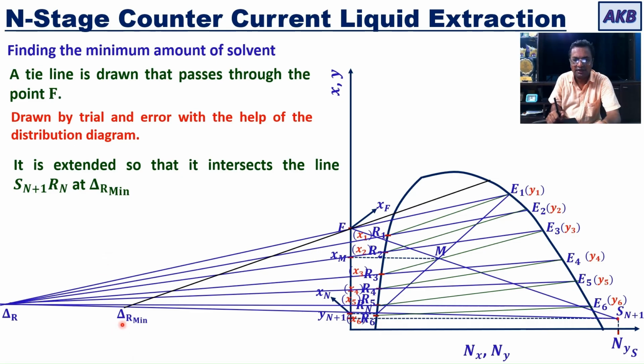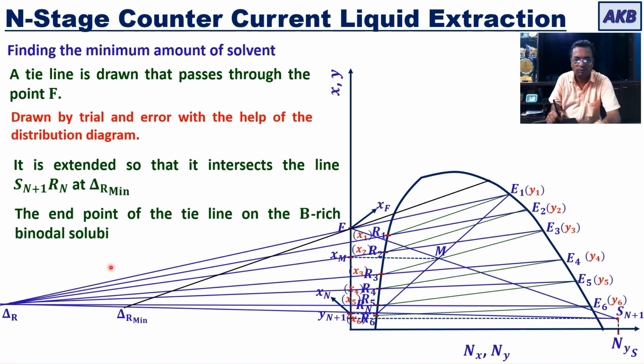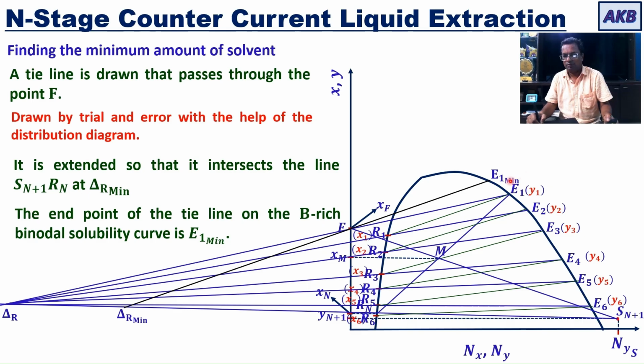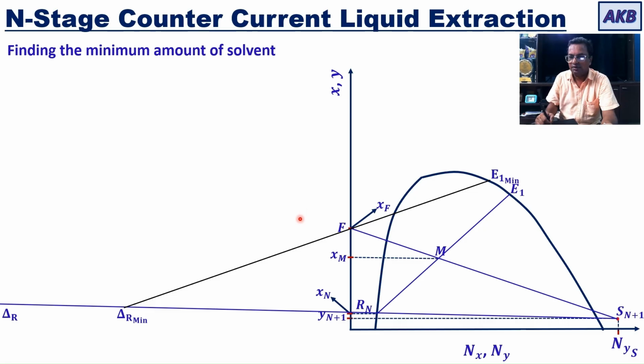Now we will use delta R minimum to find out the minimum amount of solvent. But before that, the end point of the tie line on the binodal solubility curve is E1 minimum. We are going to use it in our calculations. Now I am showing the tie line that I have drawn through F, and I have got E1 minimum. Next, I will connect E1 minimum with Rn.